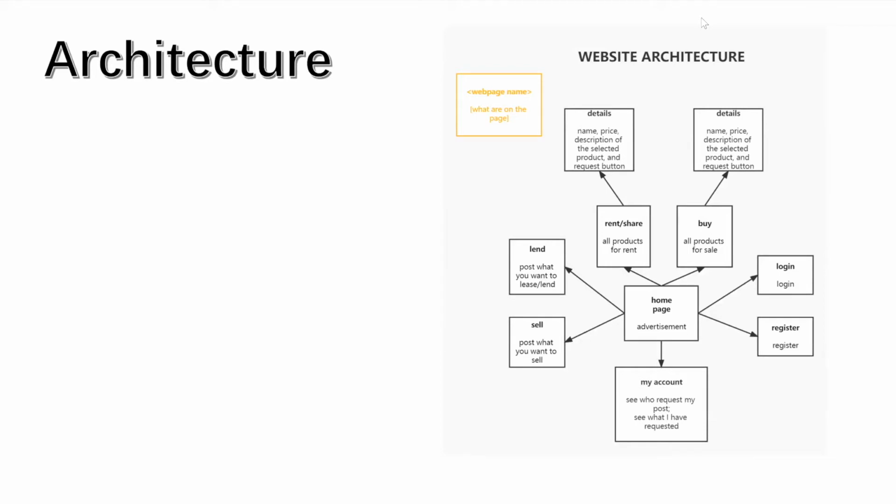We also have product details for every product that a user uploaded. But fundamentally, we have a home page that is linked to the login and registration page, which promotes user validation that I'll introduce later. It also has functional pages such as selling, lending, buying, and renting. It also has a personal account page where users can track the process of their product being requested.